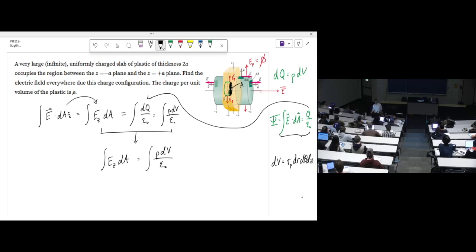I think I used rho before, but since we're already using rho for a charge density, I want you to know that I'm not talking about the charge density here, I'm talking about the polar radius. And I also said dA in the z direction is going to be equal to the polar radius times dr d theta. Okay? Yes, Bill?